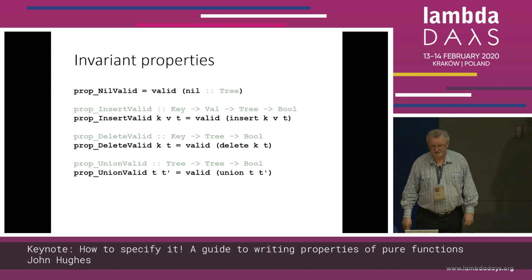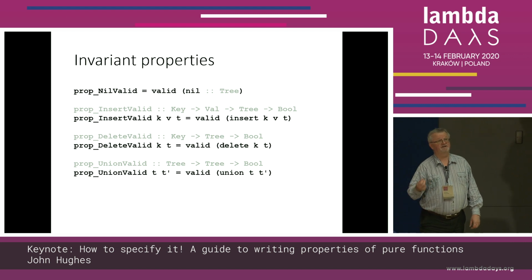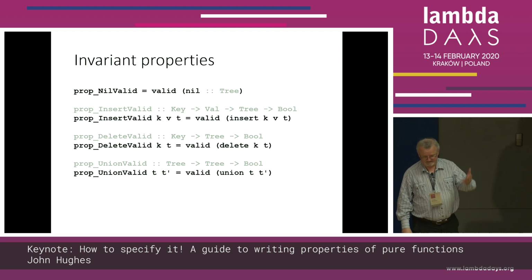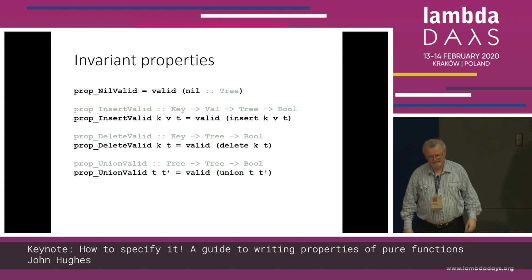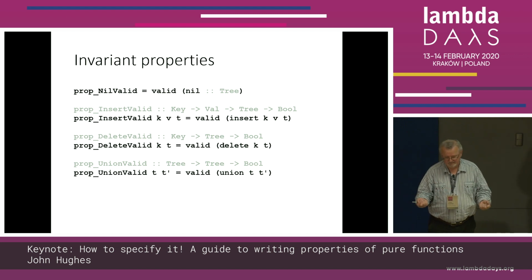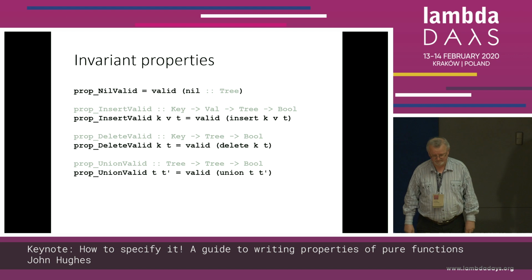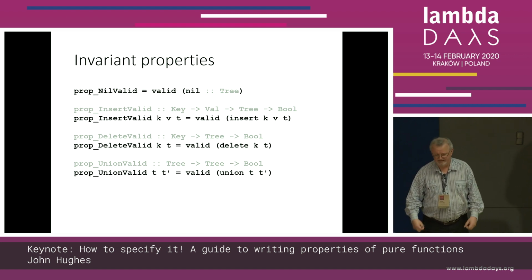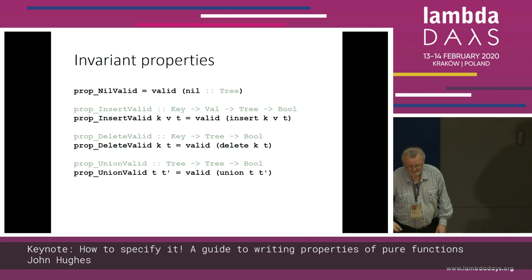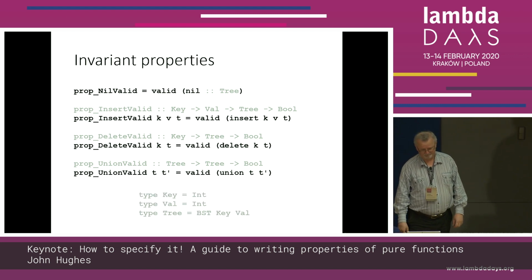So once I've defined this function, then I can write a bunch of properties. For every way of constructing a tree, I can write a property that says that should give a valid result. Okay, so first of all, the empty tree should be valid. Secondly, if I insert a key and value into a tree, I should get a valid result. Thirdly, if I delete, the result should be valid. And fourthly, if I take the union of two trees, the result should be valid.